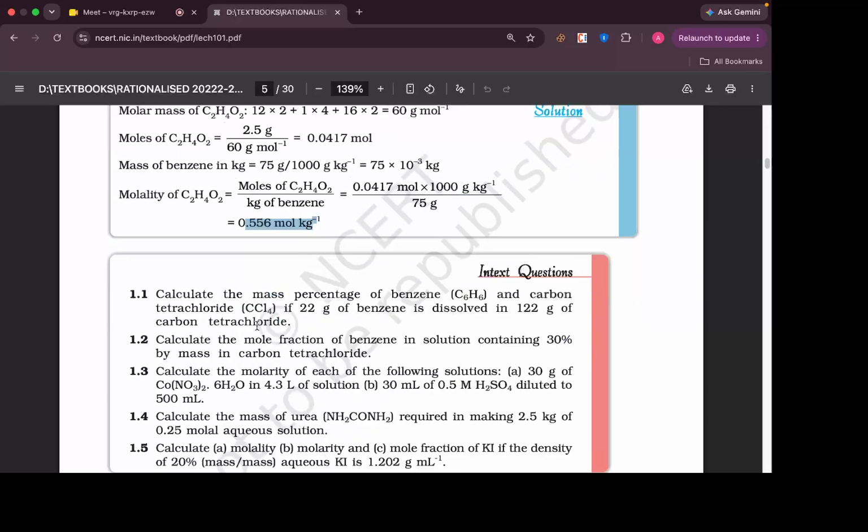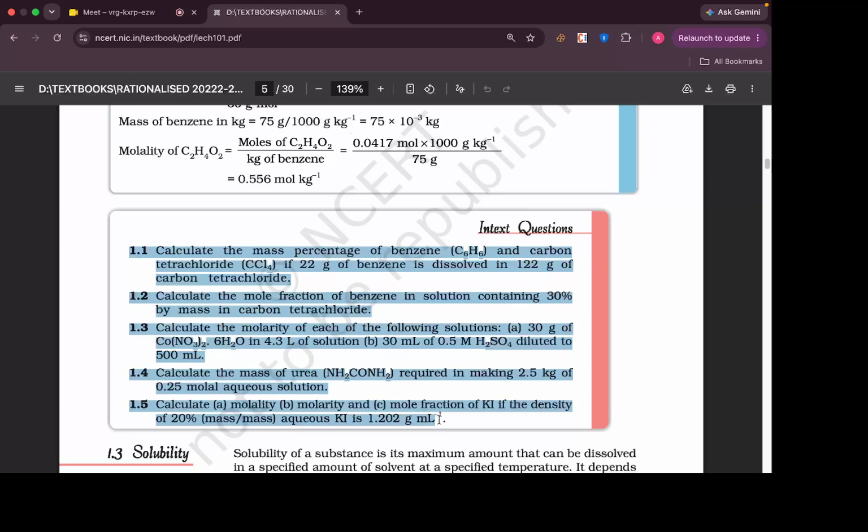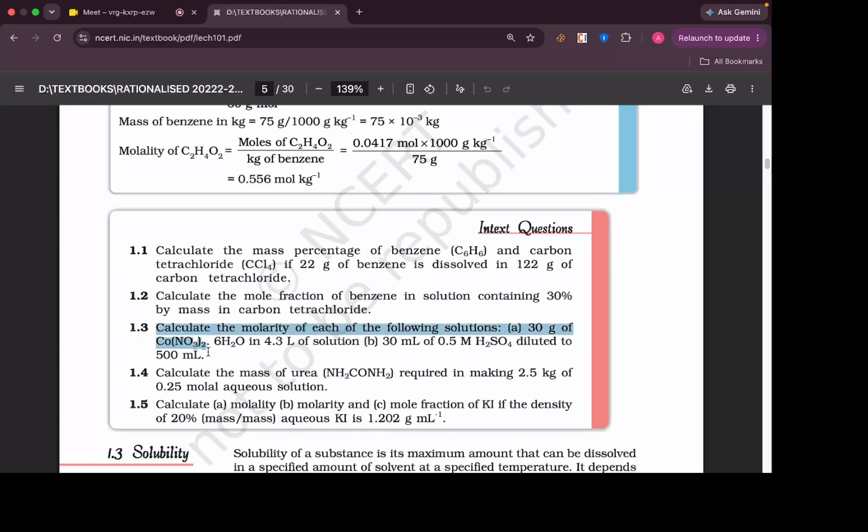Simple. Now solve this in-text question as homework using the concept whatever we have learned today. What you have to do, first step, you have to just see and think in a textual format. First write, okay, 30 gram of Co(NO3)2·6H2O in 4.3 liter of solution means what? 30 ml of 0.5 molarity H2SO4 diluted to 500 ml means what? So this you have to first write into the textual format.